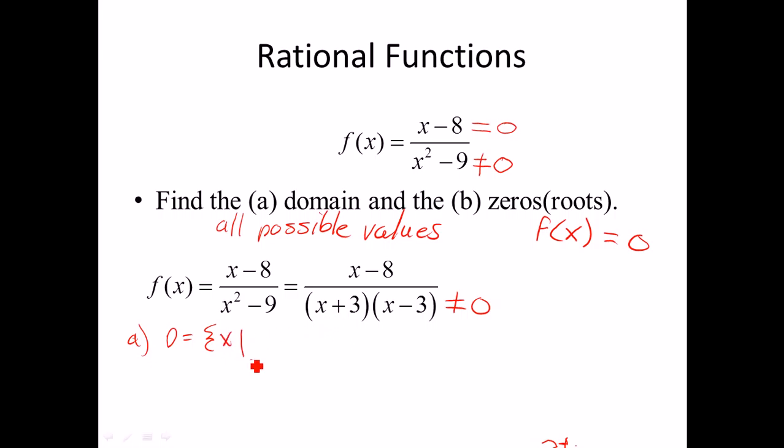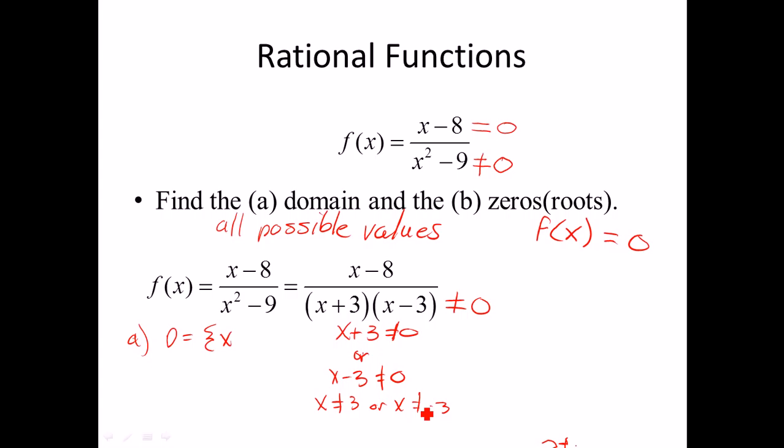Well, let's start and actually solve it now. Wait, let me erase that. Let's solve it now. Notice here that x plus 3 equals 0. Your denominator will be 0 if x plus 3 equals 0 or x minus 3 equals 0. So in that case, your denominator would be 0 at x equals 3 or x equals negative 3. Now remember, we don't want our denominator to be 0, so we don't want x plus 3 to equal 0. We don't want x minus 3 to equal 0, so we don't want x to equal 3, and we don't want x to equal negative 3.